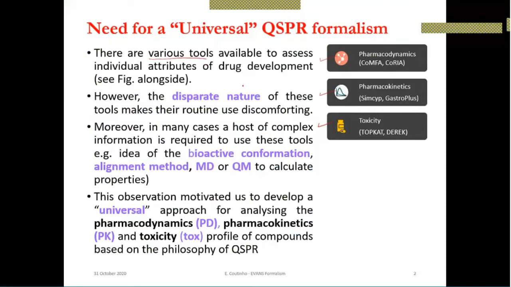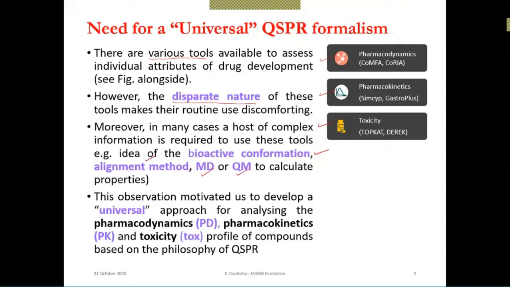However, the disparate nature of all these tools makes their routine use very discomforting. Many times you need an idea about the bioactive conformation, and many times it is speculation what the exact bioactive conformation is. Though we can make intelligent guesses, many times it's very difficult. If you don't have some experimental method, you have to make a very intelligent guess about the bioactive conformation while you are doing your simulation. If you are doing a 3D QSAR, many times you have to use an alignment method that again is very subjective. Many times you have to do very complicated molecular dynamic simulations or quantum mechanical calculations in order to calculate properties.